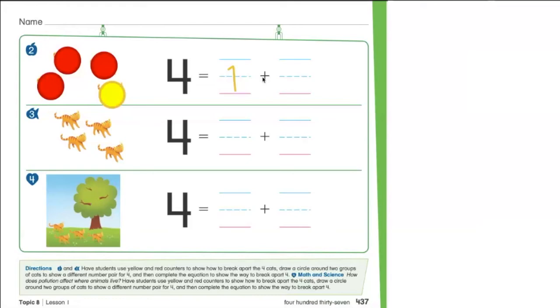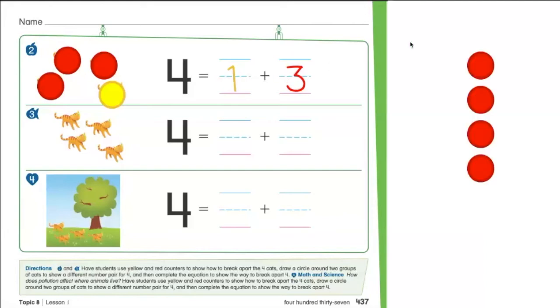I need to figure out how many red counters I have. Let's go ahead and count how many red ones we have. 1, 2, 3. Now what? I need to write the number 3. 4 equals 1 plus 3.